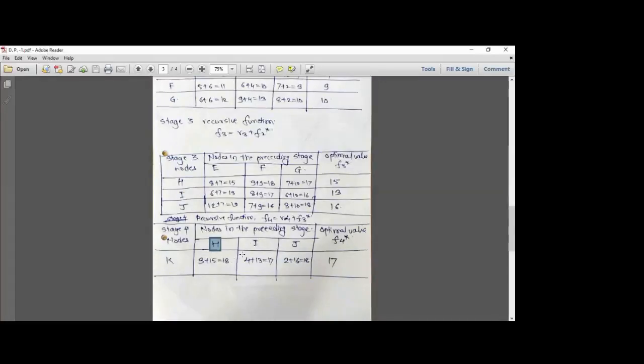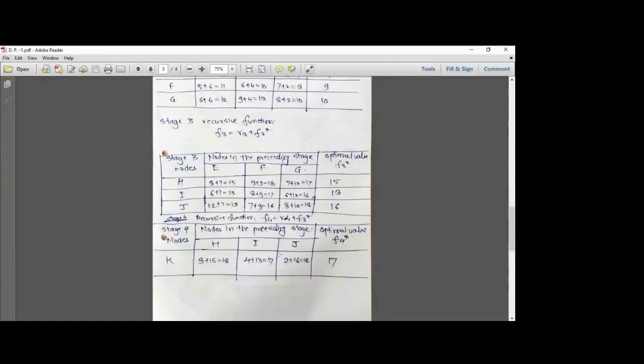For H node, what is your F3 star? It is 15, right? So 3 plus 15 is equal to 18. For I node, what is your F3 star? It is 13. So 4 plus 13 is equal to 17. For J node, what is your F3 star? It is 16. So 2 plus 16 is equal to 18.